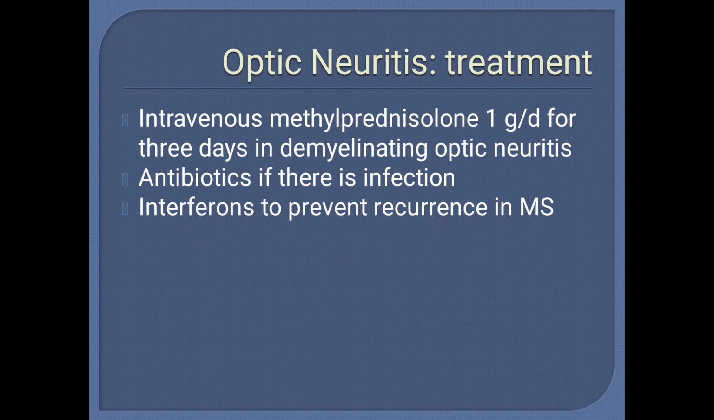So what do we do in optic neuritis, friends? Basically, first we have to find out the cause, and as I have already told you, in infectious optic neuritis we have to treat the infection, right? That is the first thing, and then we can give steroids to reduce the inflammation of the optic nerve. So commonly we encounter demyelinating optic neuritis. So what do we do in demyelinating optic neuritis?